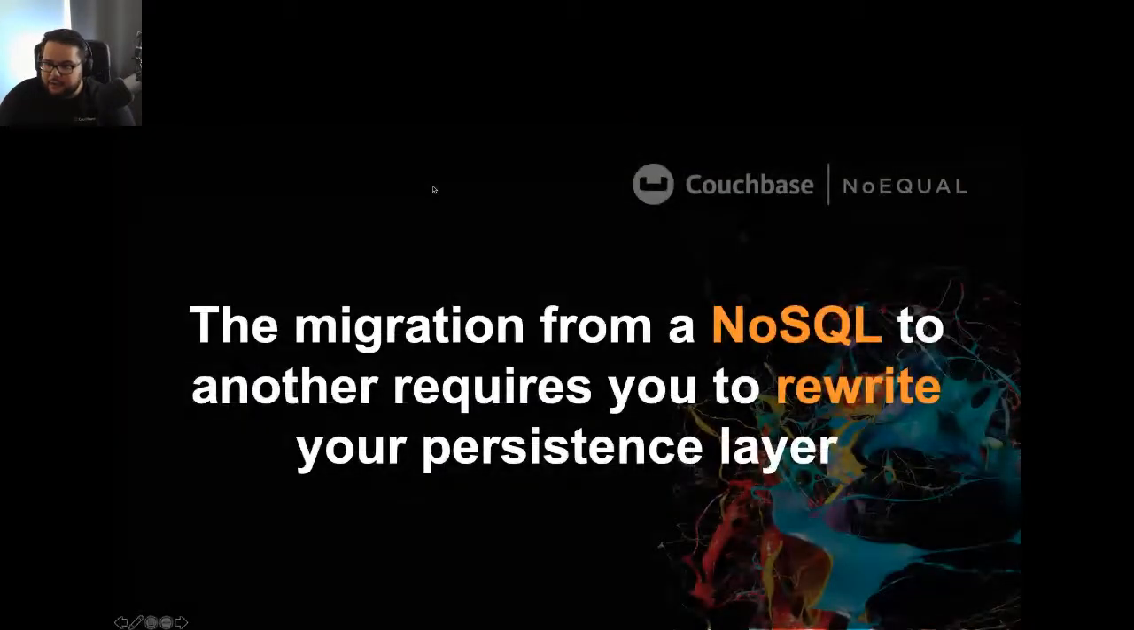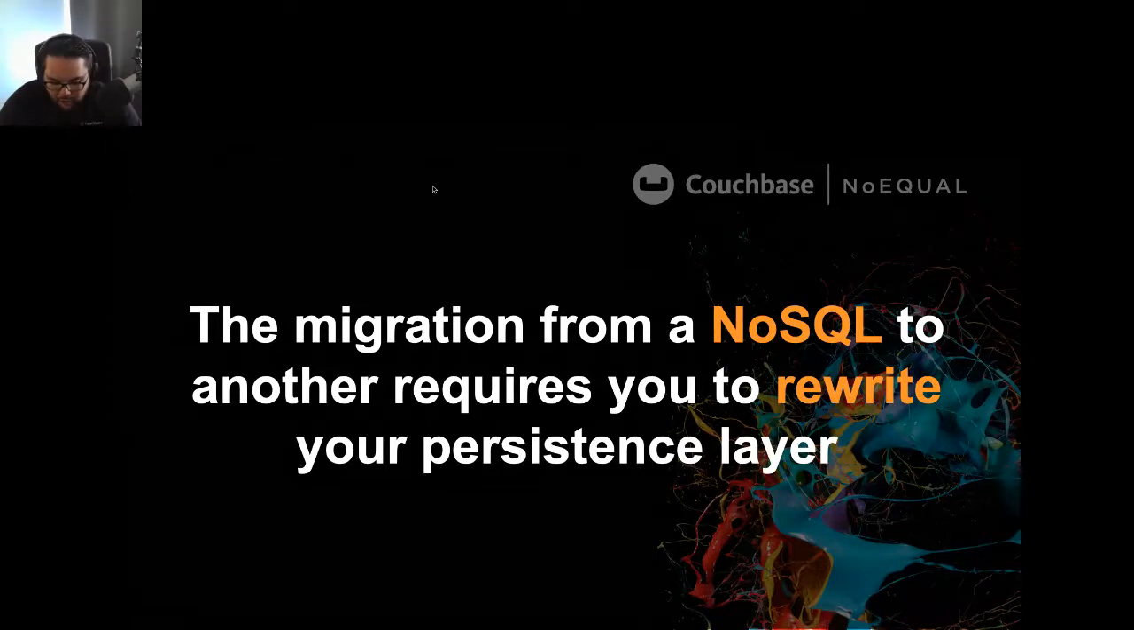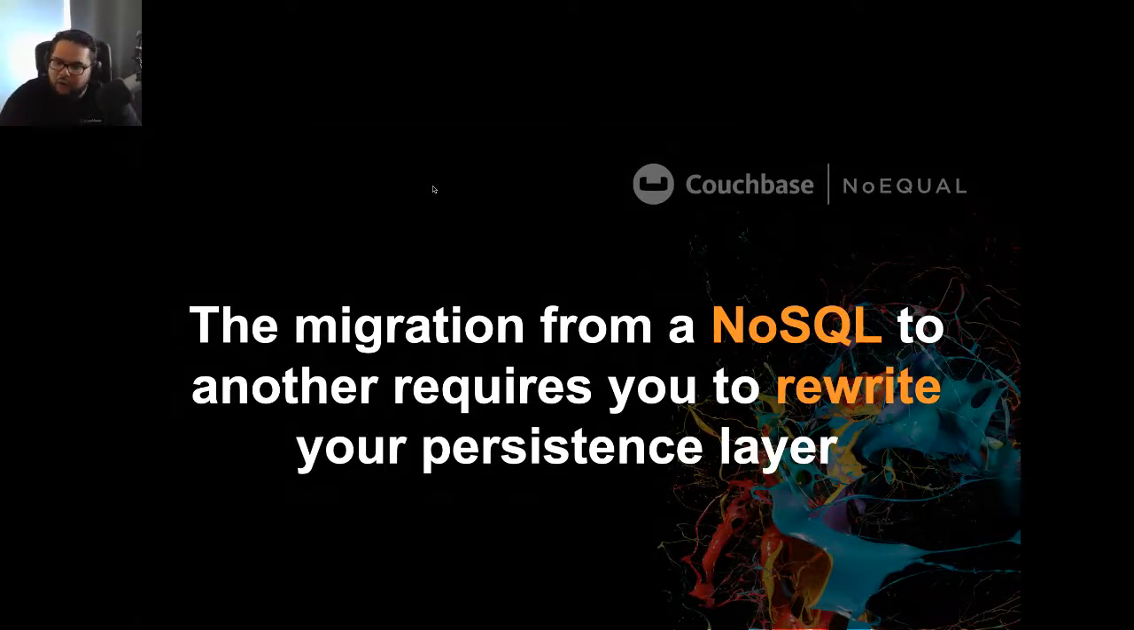And another issue with NoSQL databases is that, because each one of them created their own language, it's very hard to migrate from one NoSQL to another. Essentially, because the core language is different, it requires you to rewrite your whole persistence layer just to migrate from one NoSQL to another. So ideally, we should come up with a standard for NoSQL databases as well, pretty much like we have with relational.